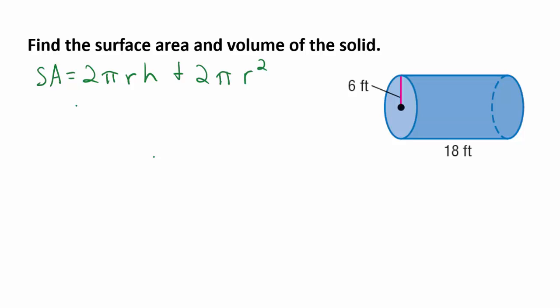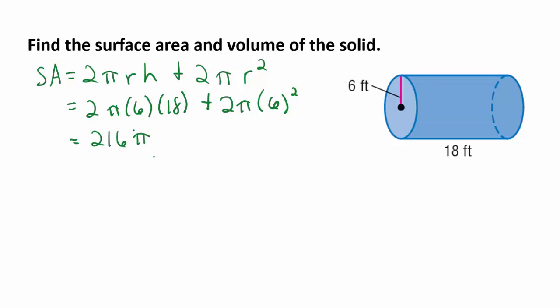Okay, and we're going to plug in the numbers that we know. 2 pi, the radius, that's r, is going to be 6. And the height of this cylinder is going to be 18, plus 2 pi r, again, which is 6 squared. Now, in the next line, I'm going to multiply all the numbers that I have here without the pi. So 2 times 6 times 18 is going to be 216 times pi, can't forget the pi, plus 6 squared is 36. 36 times 2 is going to be 72 pi.